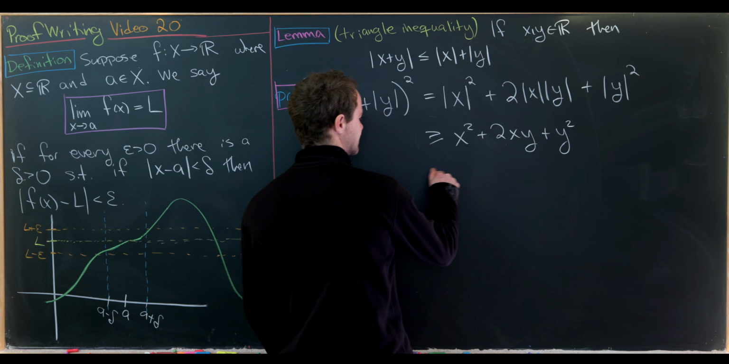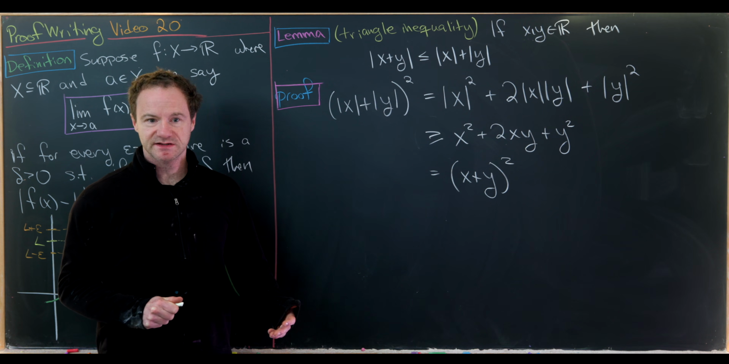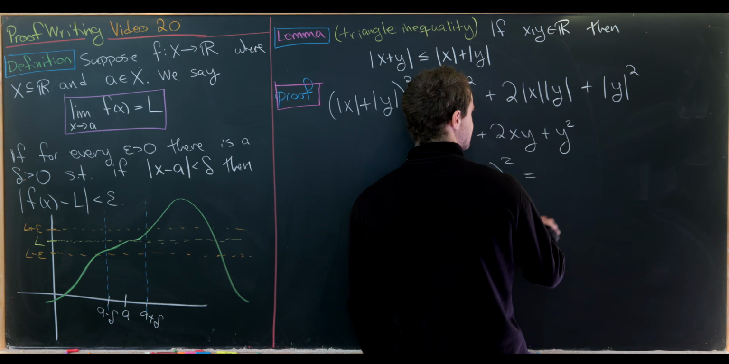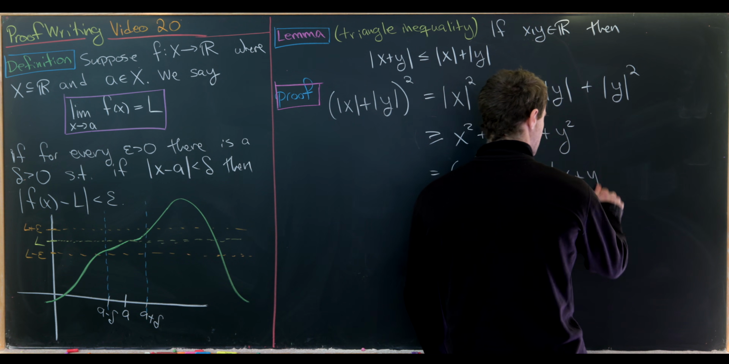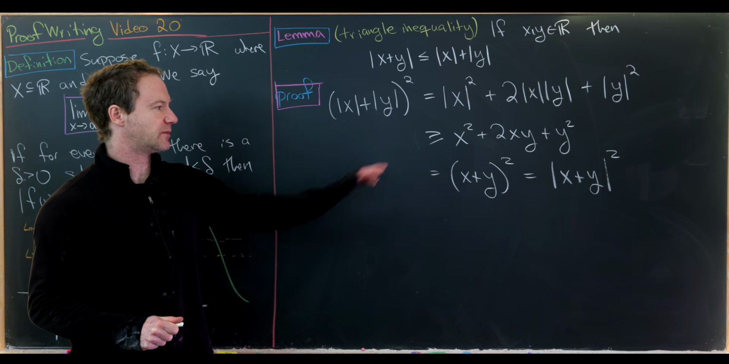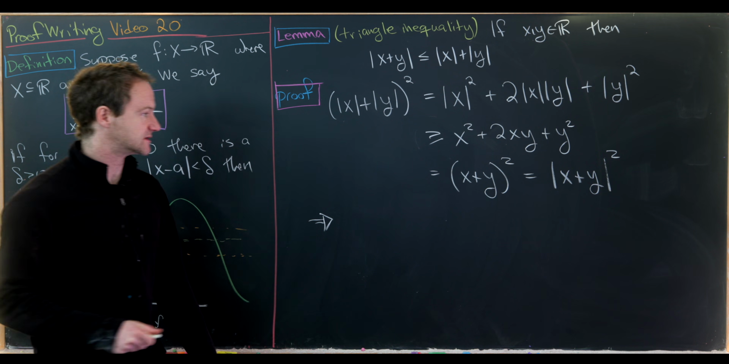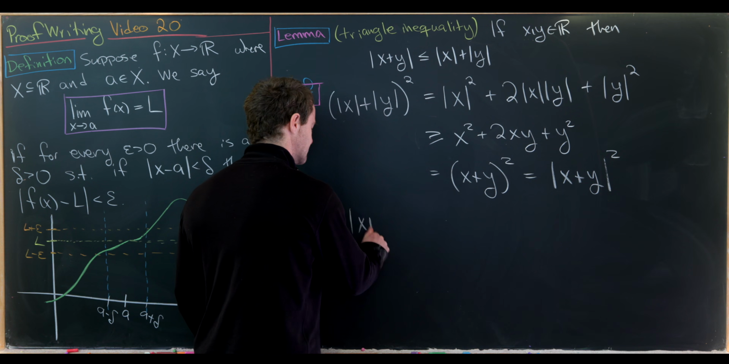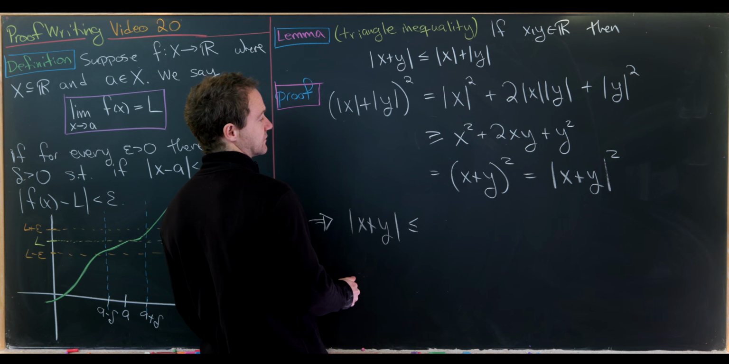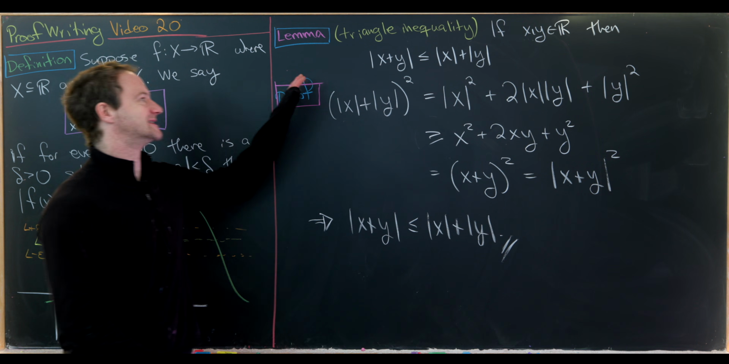But now we can factor this. This will be (x plus y) squared. But squaring something and taking the absolute value and then squaring are the same thing in the real numbers. So this is equal to the absolute value of x plus y, squared. But let's notice we've got a positive number squared, a positive number squared. That means we can take the square root and the order remains. So taking the square root, we have the absolute value of x plus y over here, and then bringing down the inequality in the correct direction, we'll have the absolute value of x plus the absolute value of y, but that's where we needed to end.